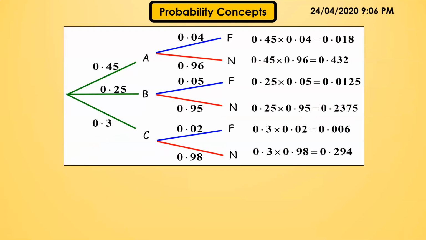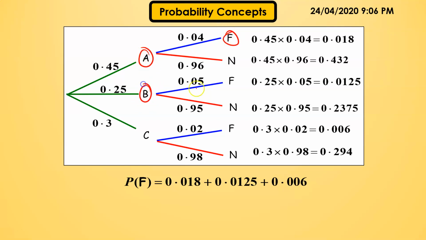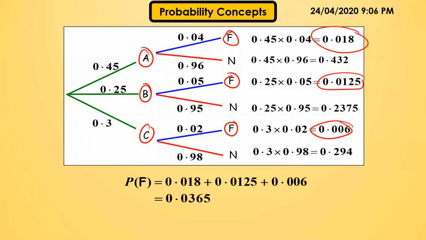So once you've got your tree diagram, answer the question. So what's the probability you get a faulty component? Well, then it's the probability that you get a faulty A, a faulty B, and a faulty C, which is 0.018, 0.0125, and 0.006, which gives us our final answer, which is 3.65%.